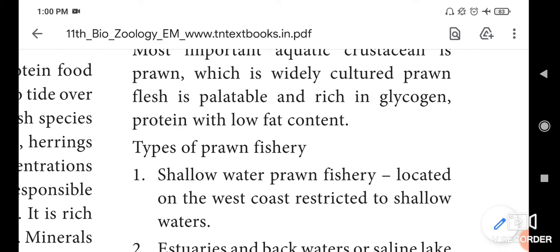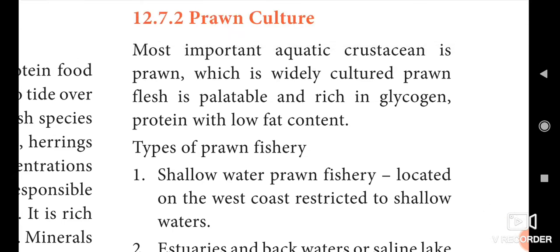Okay, in previous class we saw about aquaculture. What is aquaculture? Aquaculture means culturing of water related products. For example, fish culture, prawn culture, then pearl culture, these are all called aquaculture. In previous class we saw about fish culture, isn't it?